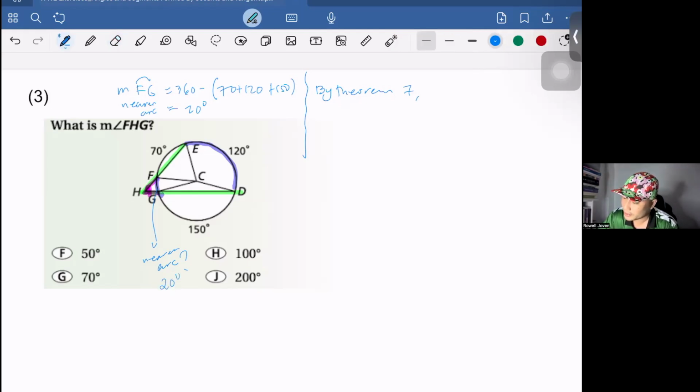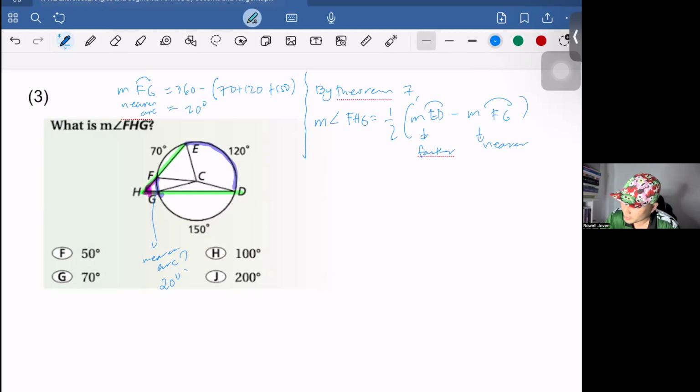So let's now state here what is theorem 7. The measure of angle FHG is just one half the measure of the farther arc. What is the farther arc? Arc ED or DE, right? Minus the nearer arc, which is FG. Okay, arc FG. So again, this is the farther arc. This is the nearer arc.